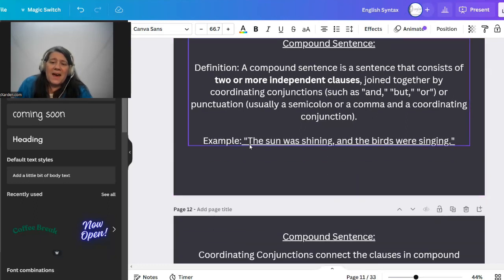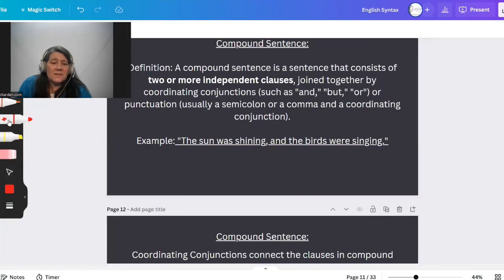Okay? We have the sun was shining, comma, and the birds were singing, period. The sun was shining. We have our subject. We have our verb. The birds were singing. We have our subject. We have our verb. Okay?